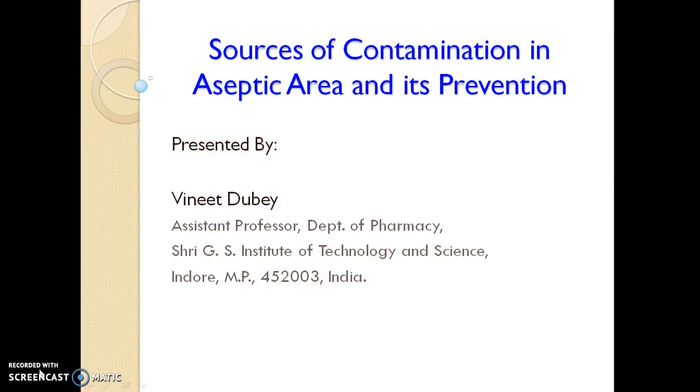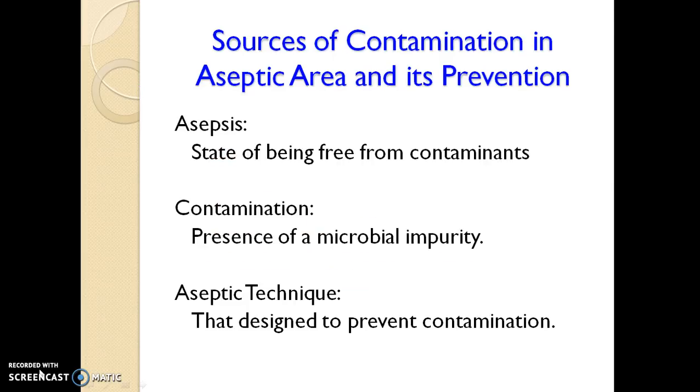And today I am going to discuss my presentation on sources of contamination in the aseptic area and its prevention. First we have to understand what is asepsis. Asepsis is the state of being free from all sort of contaminants. Now what is contamination? Contamination is presence of an impurity, and in our context it is a microbial impurity. Aseptic technique is one which is designed to prevent contamination.